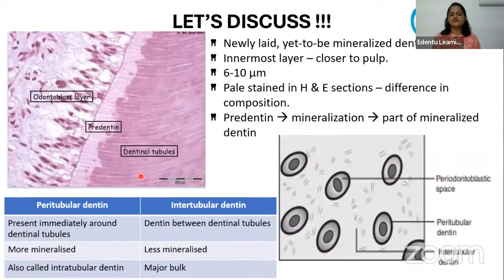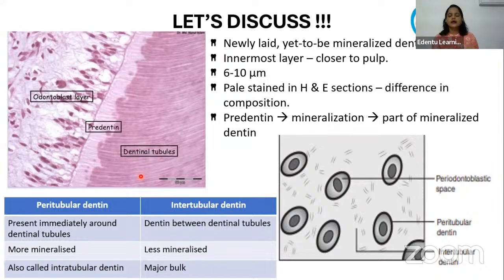So let's see what this predentine is. Predentine is nothing but a newly laid, yet to be mineralized dentine. The dentine that is freshly laid and has not mineralized yet is called the predentine. It is the innermost layer of dentine and it is very close to the pulp, very close to the odontoblast layer of the pulp also. It usually is very thin, with a maximum width of about 6 to 10 micrometer.